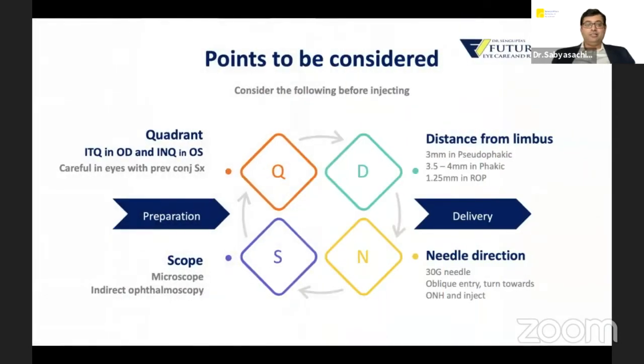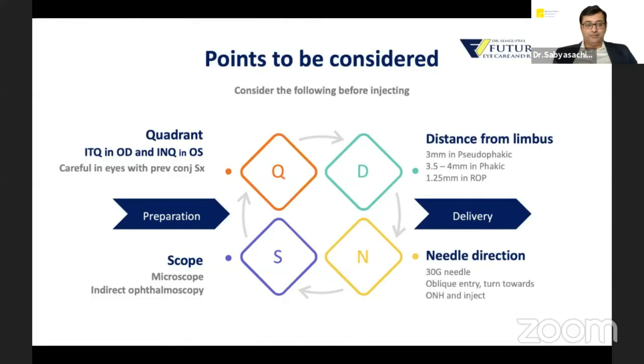So the points that we need to consider is which quadrant you want to inject in. If you're a right-handed surgeon, the infero-temporal quadrant, and if you're a left-handed surgeon, the infero-nasal quadrant in the left eye of the patient are relatively easy for you to access.